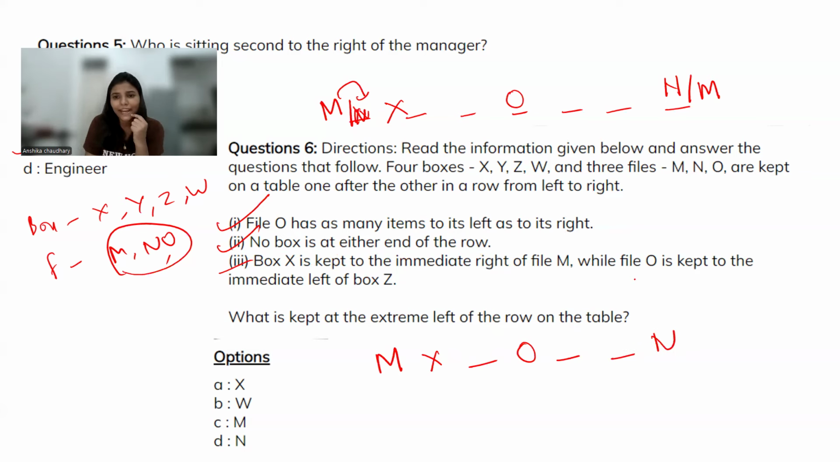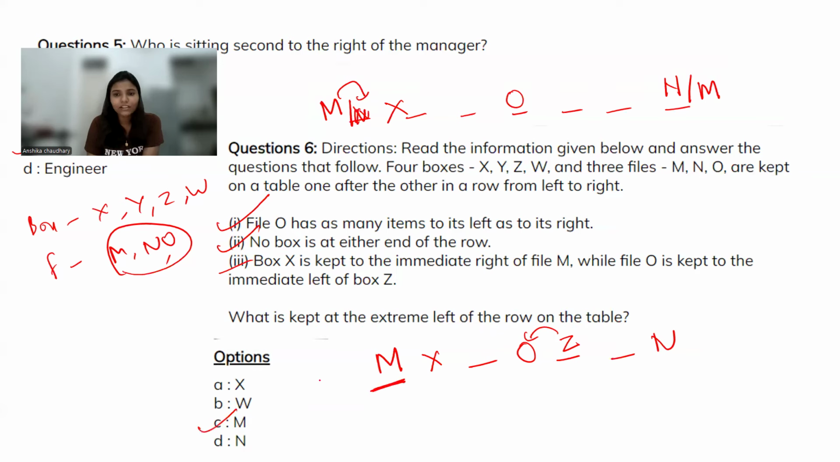Okay. And file O is kept to the immediate left of box Z. So file O is kept immediate left of box Z. So box Z will be here. Then only it will be immediate left, right? So 2 places are left and it is not yet decided who will come here, either Y or W, right? Okay. Now, what is kept at the extreme left of the row on the table? So it is the extreme left.